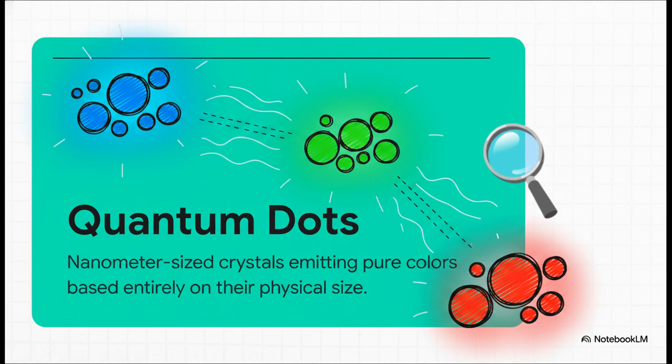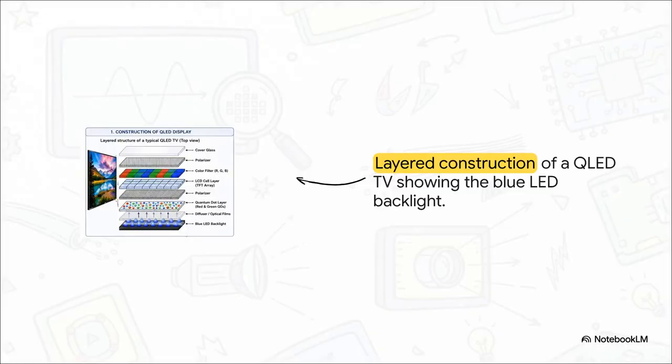But here is the mind-bending part. A quantum dot's color has nothing to do with dyes or pigments. Its color is strictly determined by its microscopic physical size. Small dots emit blue, medium dots emit green, large dots emit red. We are literally tuning color by changing the physical geometry of a crystal. How cool is that?